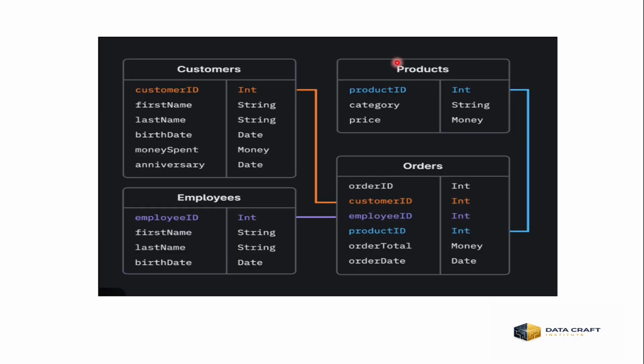You can see here customers, products, employees, and orders are the tables of the database. Each table has columns like customer ID, product ID, employee ID. The tables are related by their primary keys.